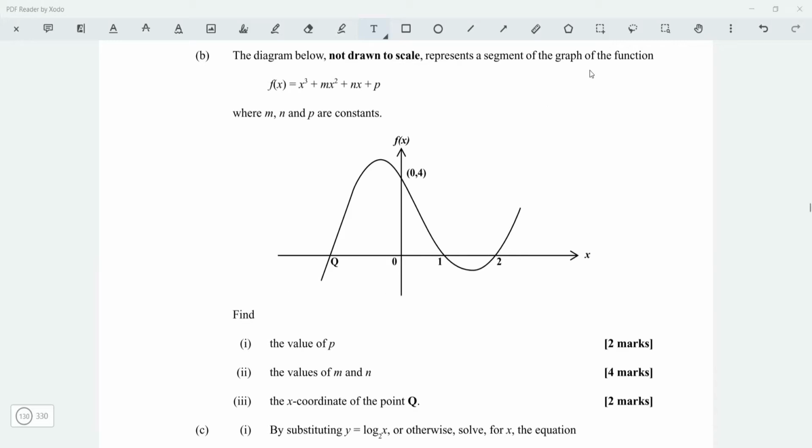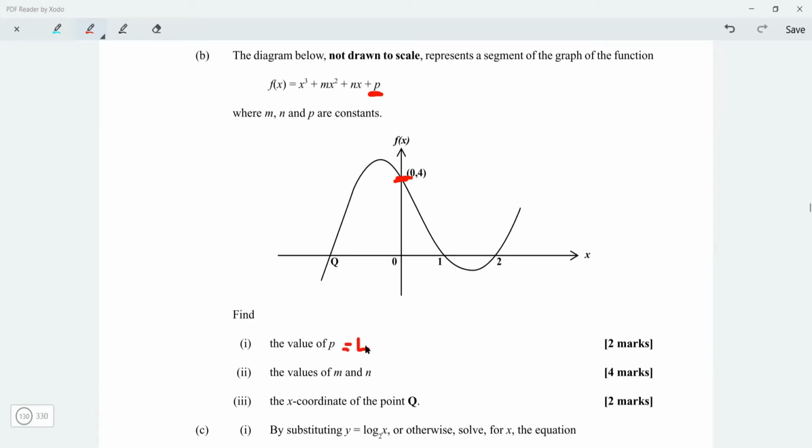What do you think is the value of p? What does p represent in a function? When they give you the graph of a function, what does the constant represent? What does the constant represent? The y-intercept, exactly. So see it here. The y-intercept is what? The y-intercept is 4. Exactly. So p equals 4. Nice.